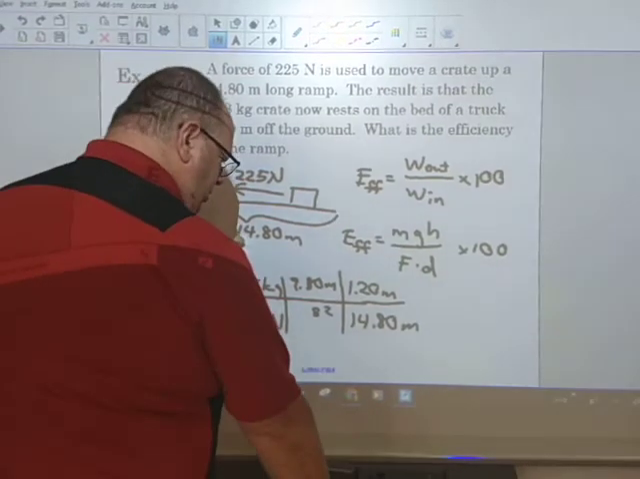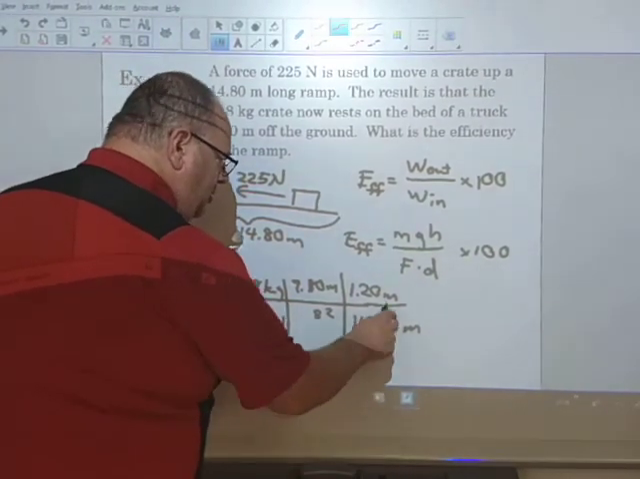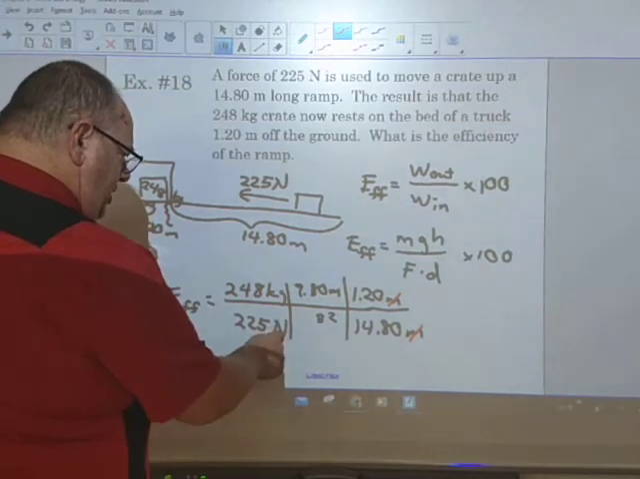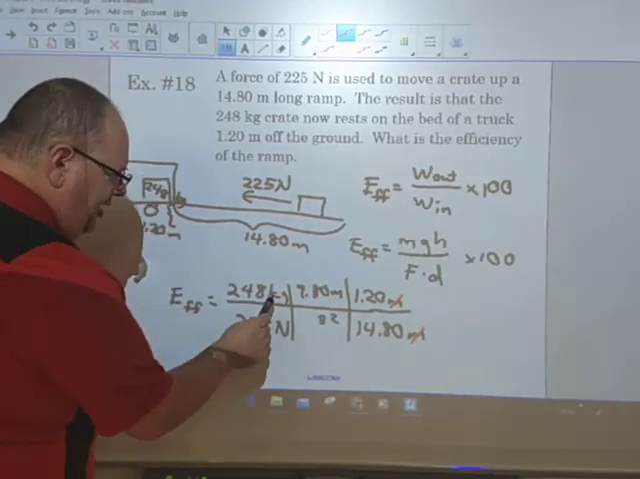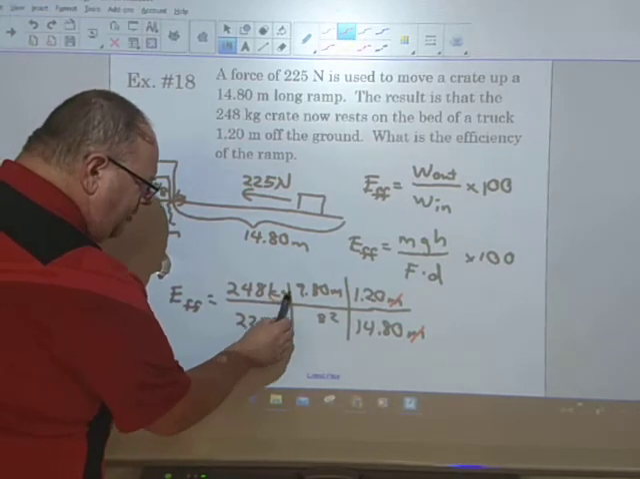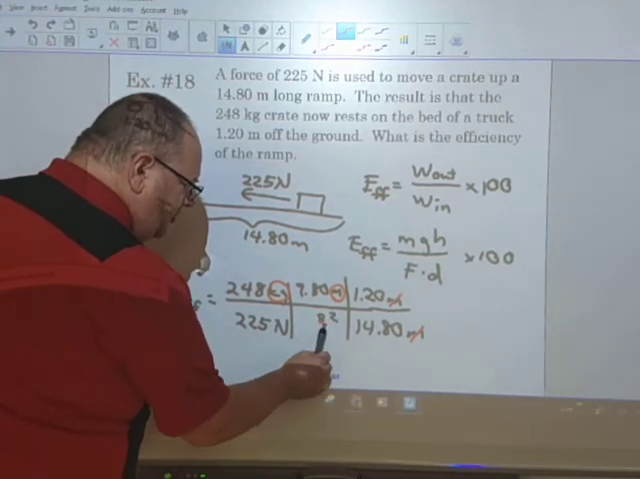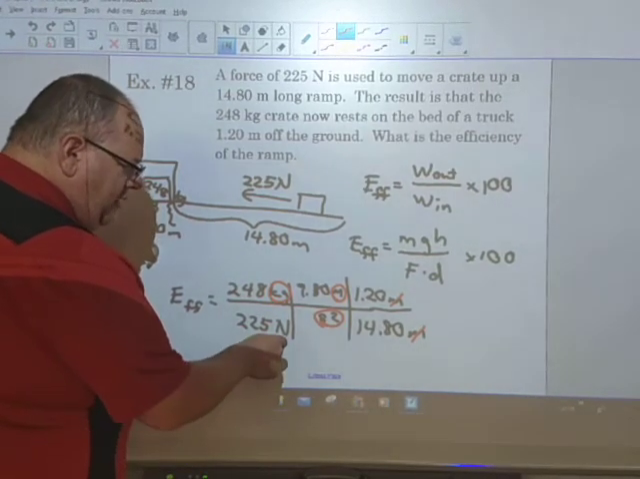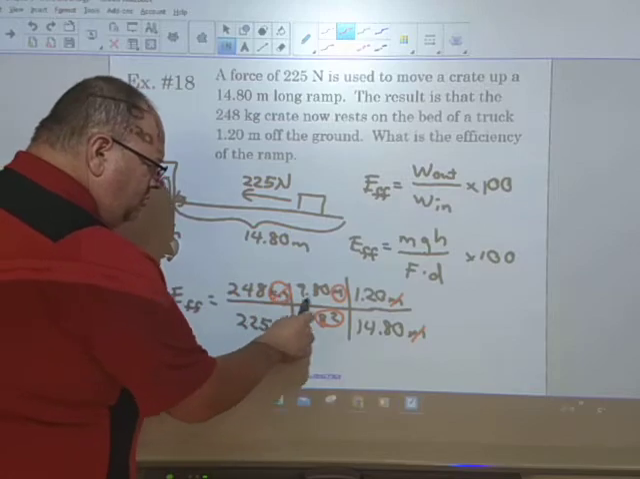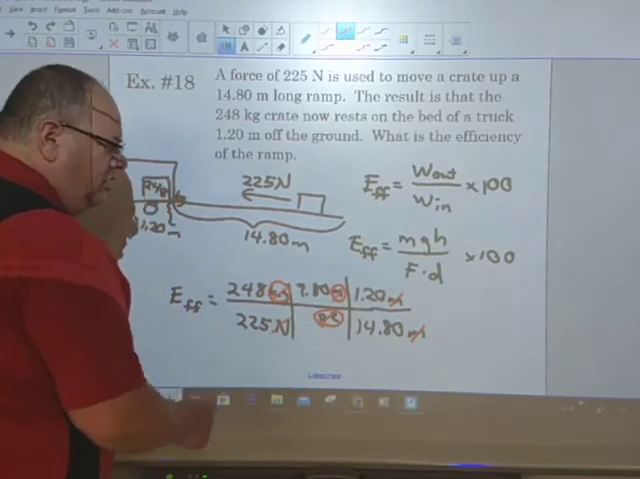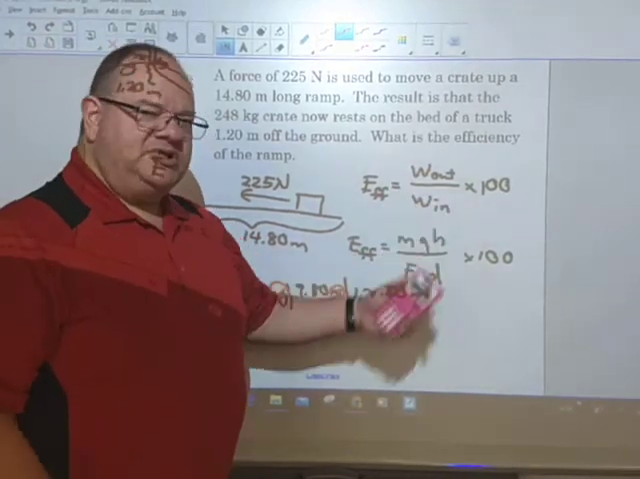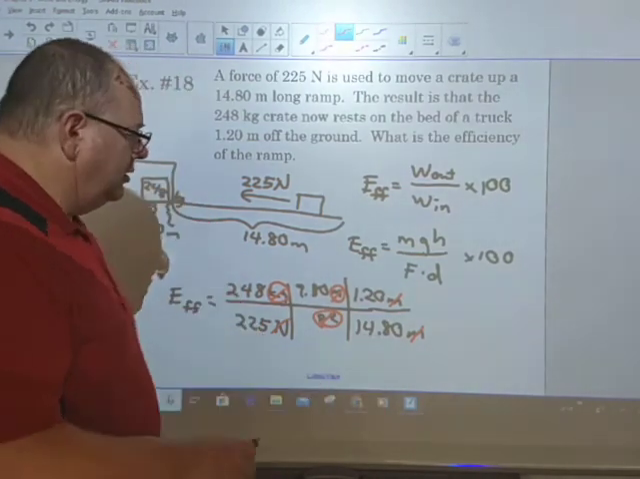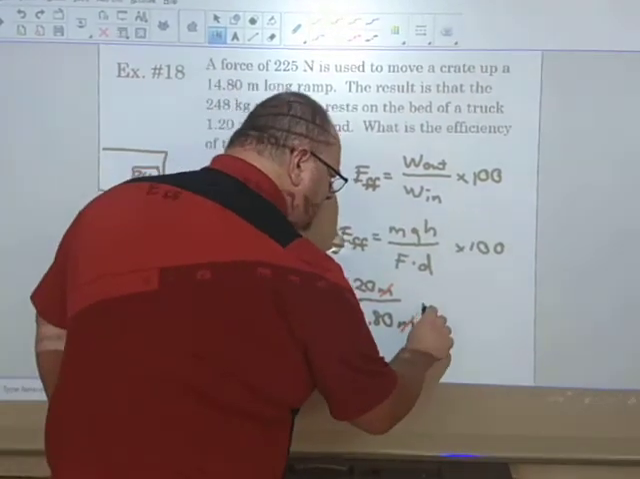So let's take a look at labels here. Meters are going to cross off right there. This is a kilogram times, look at that, right here we've got a kilogram times a meter per second squared. That's a newton, right? And then we have a newton on the bottom, so all of that crosses out, which makes sense, because the efficiency is just a percent. All the other labels are going to cross off. We do have to put on here times 100 yet.